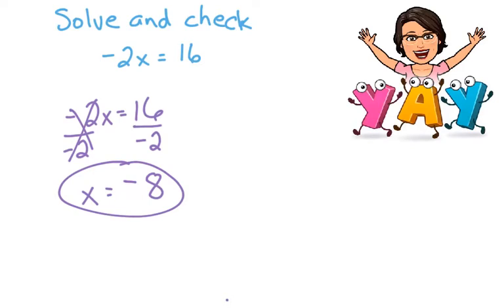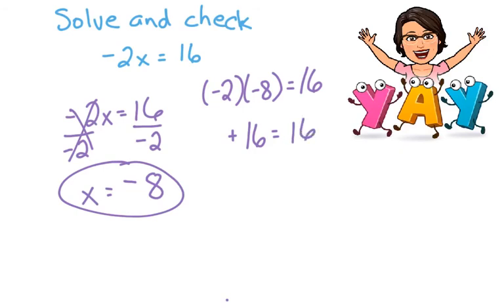And now I have to plug it into the problem. So I'm going to do -2 times -8 equals 16. Well, I have a negative times a negative, which is a positive, and 2 times 8 is 16. So does positive 16 equal positive 16? Yes, it does.